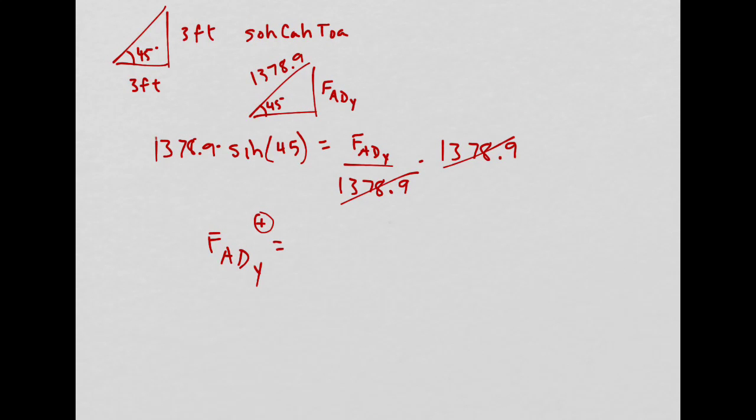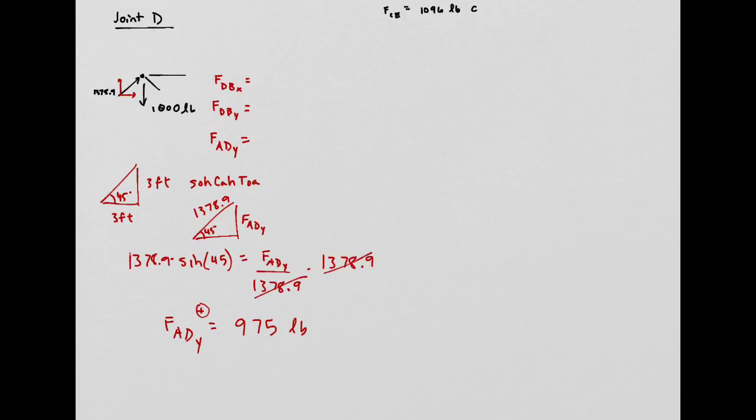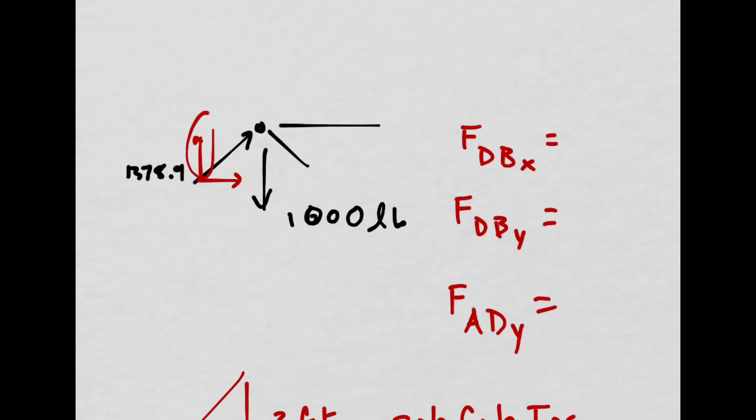That'll be 975.03. I'm just going to round it to a whole number, 975. So 975 pounds. And I know that for this joint, this y component plus this y component, some of it will cancel, has to add to this y component to be 0.